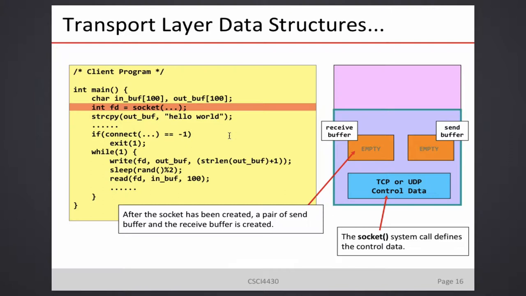After you set up a socket, I don't know which protocol you're choosing, UDP or TCP, they will both create a data structure called the TCP or UDP control data structure. The UDP control data structure may be easier because it doesn't need to keep track of whether the packet is delivered or not. So maybe TCP is bigger, UDP is smaller. Still, they have two buffers, which is really common to both connections.